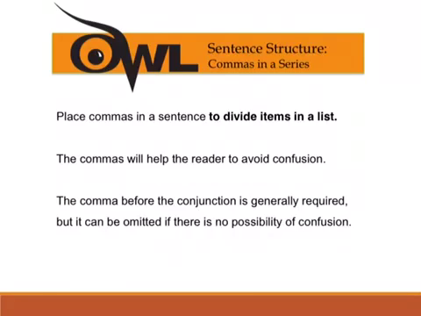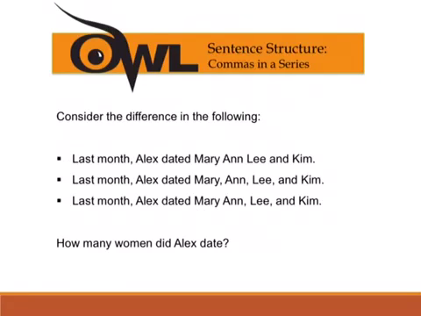Place commas in a sentence to divide items in a list. So the commas help the reader to avoid confusion. The comma before the conjunction is generally required, but it can be omitted if there's no possibility of confusion. Now let's look at a sentence that can generate some confusion. Look at these sentences. Last month, Alex dated Mary, Ann, Lee, and Kim.